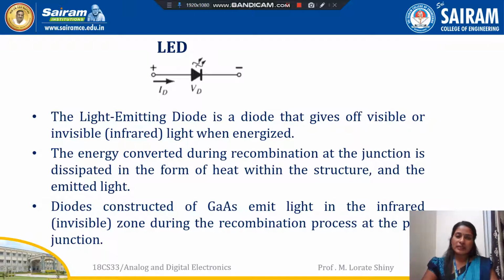If we take ordinary semiconductors like silicon and germanium, when they are forward biased, electrons in the n-type material and holes from the p-type material move towards the junction and they recombine. During this recombination process, energy is released. Most of this energy will be converted to heat and only very little will be converted to light. But in some compound semiconductors like gallium arsenide and gallium phosphide, most of the energy is converted to light. So these are used in the fabrication of LED.